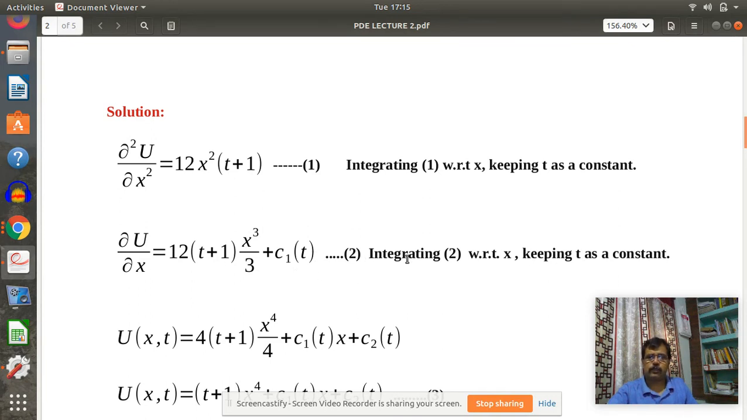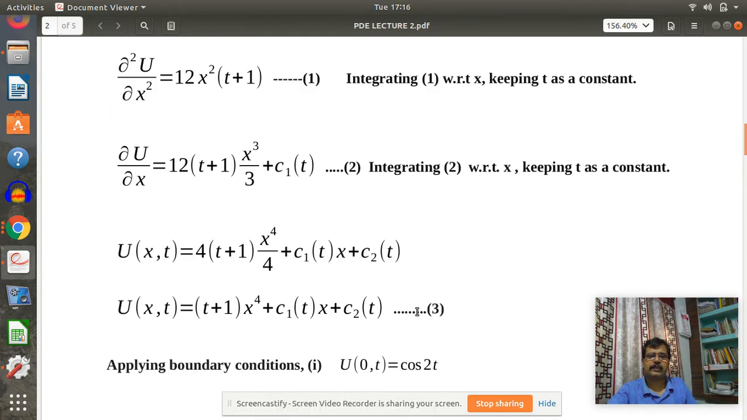Now integrating this equation 2 again with respect to x, keeping t as a constant. You get u(x,t), the integral of ∂u/∂x with respect to x. Here again we have 12(t + 1) times x³/3 to be integrated, and 12 by 3 is 4. So 4(t + 1) times the integral of x³, which is x⁴/4, plus the integral of c1(t), which is c1(t)·x, because we are treating c1(t) as a constant, plus another constant of integration, c2(t). We take the constant of integration as a function of t because we are treating t as a constant.